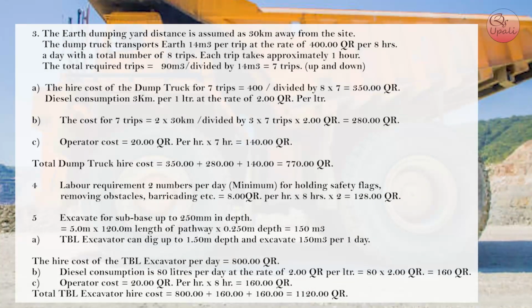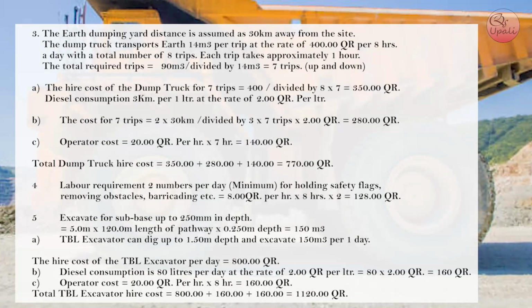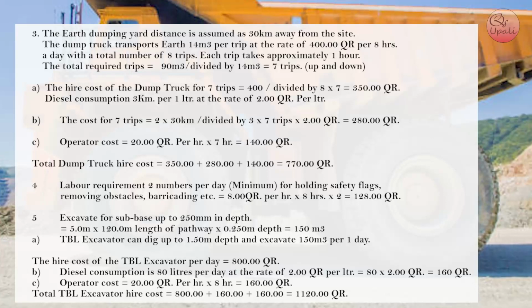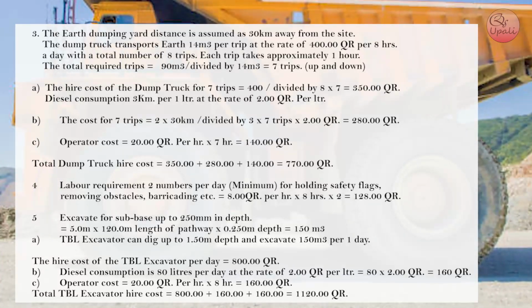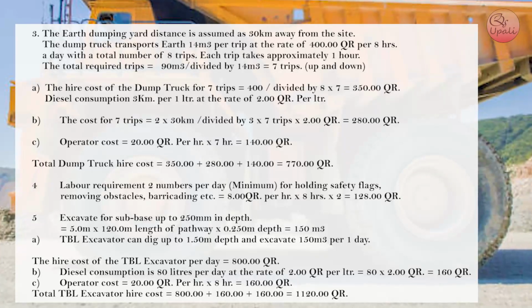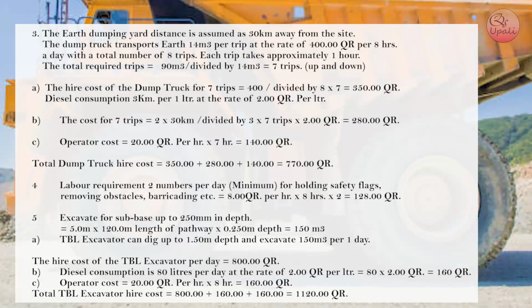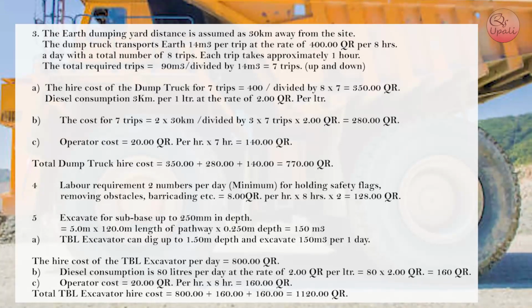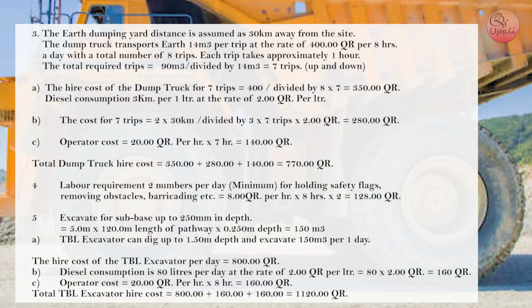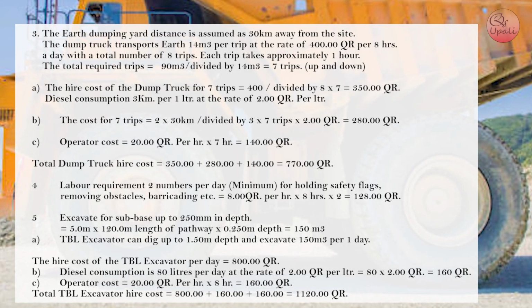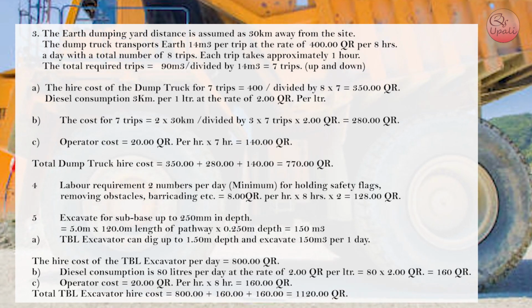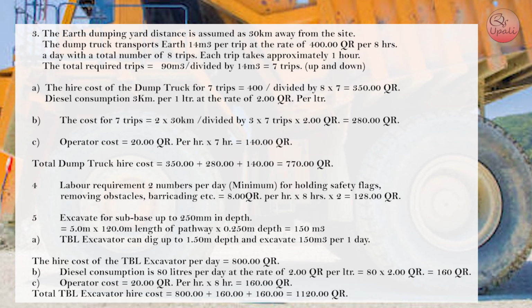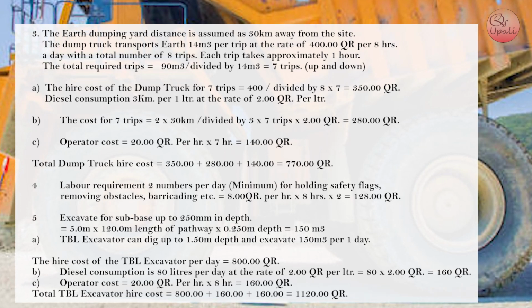3. Earth dumping yard distance is assumed as 30 km away from the site. The dump truck transport earth 14 meter cube per trip at the rate of 400 Qatar riyal per 8 hours a day with a total number of 8 trips. Each trip takes approximately 1 hour. The total required trip equals 90 meter cube divided by 14 meter cube equals 7 trips up and down.